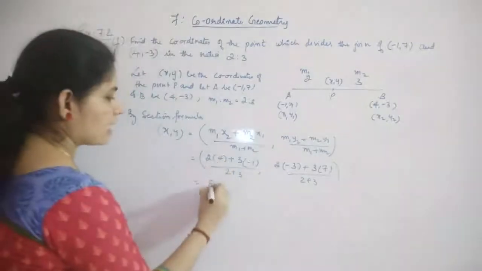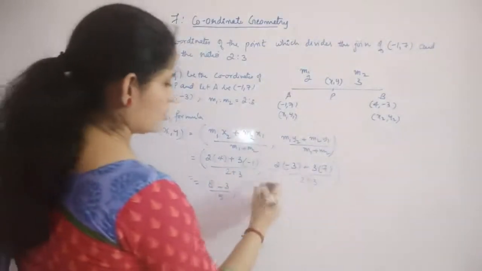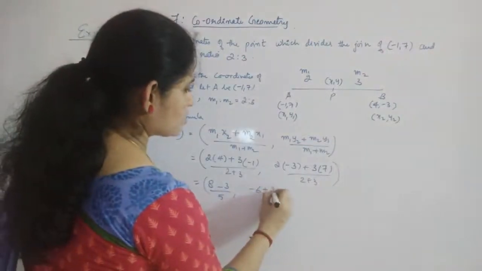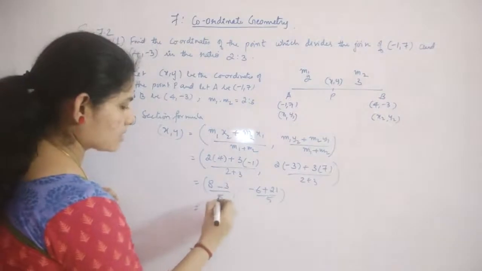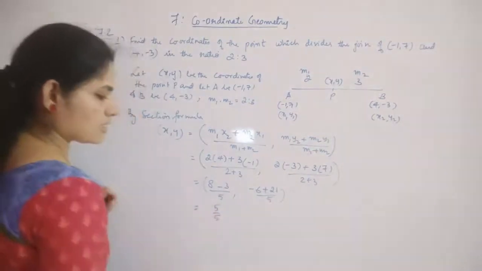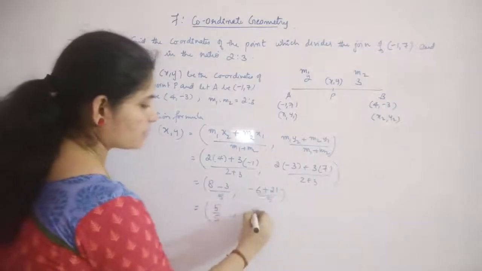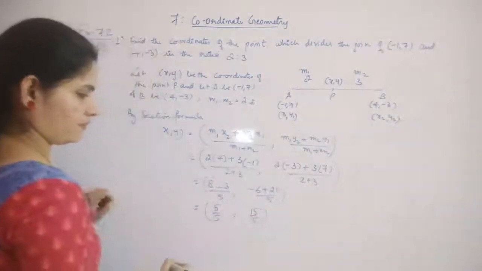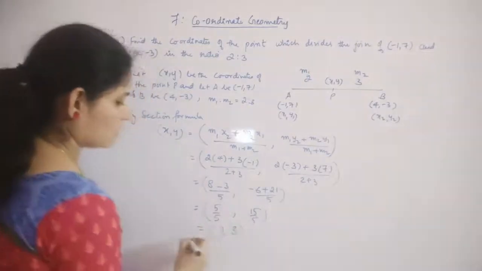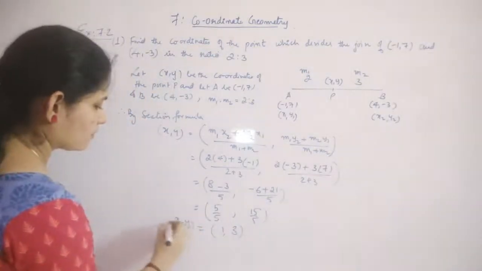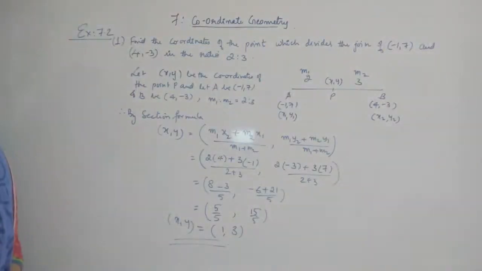So this is 8 minus 3 divided by 5 comma -6 plus 21 divided by 5. 8 minus 3 is 5 by 5 comma here you will get 15 by 5. That means the coordinates which you are getting, the x comma y which you have taken as your P, is 1 comma 3.